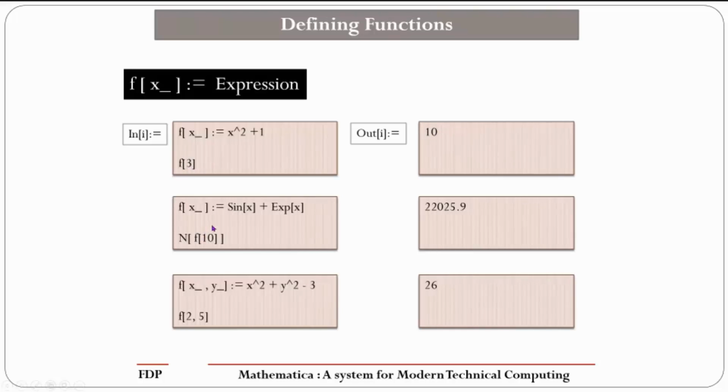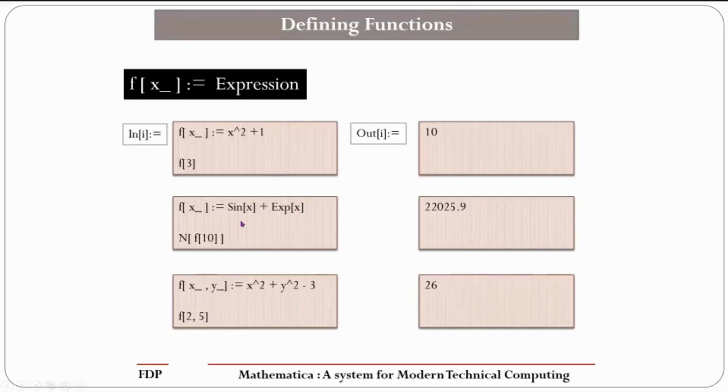Come to the next example, that is f of x equals sin x plus e to the power x. If you want to write the exponential e to the power x, you will use the symbol Exp. So Sin[x] plus Exp[x], and you will get your function defined. Basically this is called the function definition. That means you are defining something, and then you will take your answer as f of 10. f of 10 will be sin 10 plus exp 10.